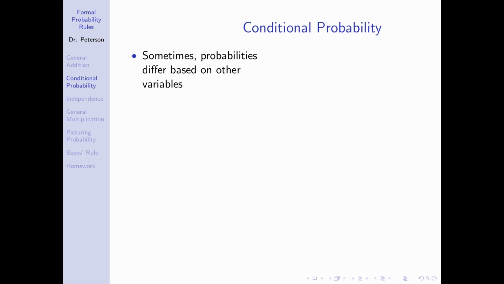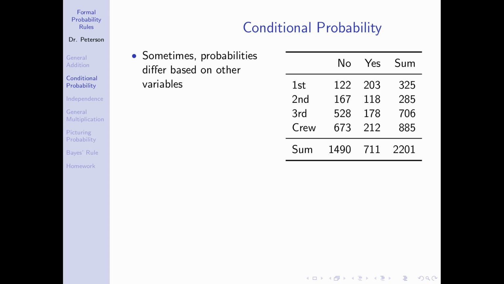Sometimes probabilities differ based on other variables, not just on the values itself. For example, in the Titanic dataset, we might be interested in whether or not somebody survived. Yes means they survived, no means they didn't, based on what class they are in. So for example, our probability of surviving overall is 711 out of 2,201, which gives us a value of about 1 in 3.